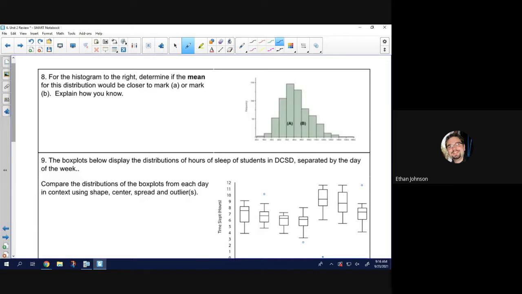So this one looks like a slide going down to the right. So because it's skewed right, it has to be letter B.